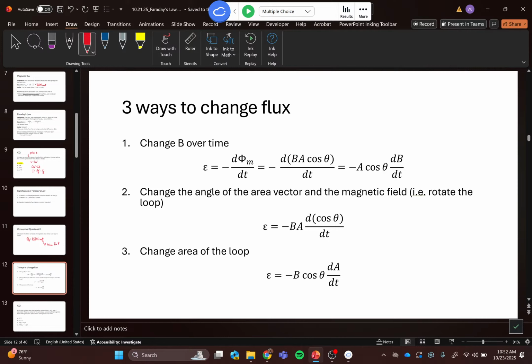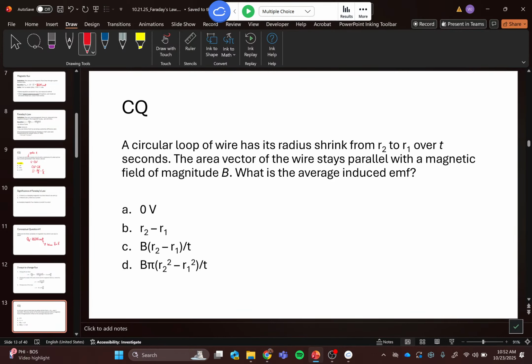All right, so yeah, great. You see the changing angle. You see the changing area. You see the changing field. Just writing it out explicitly. Fairly straightforward. Okay. Circular loop of wire shrinks from R2 to R1.